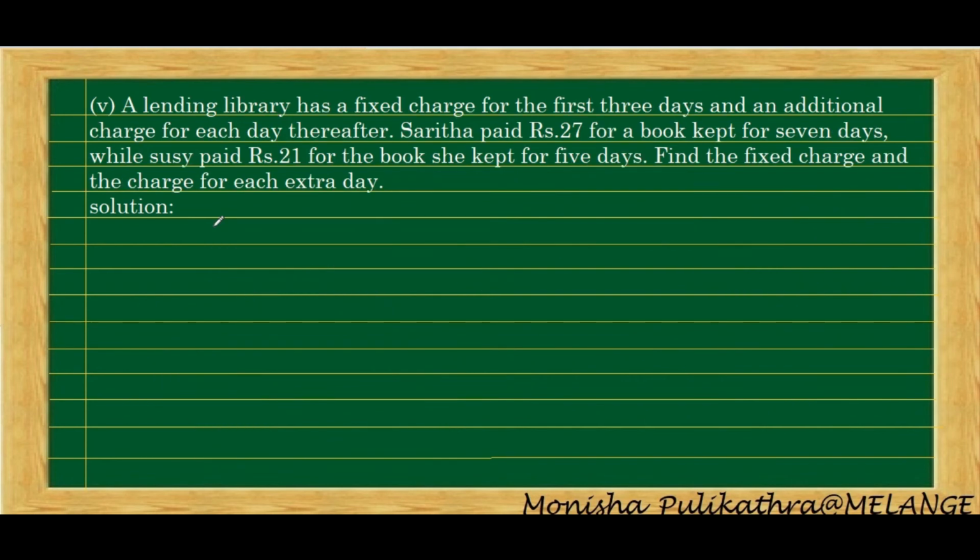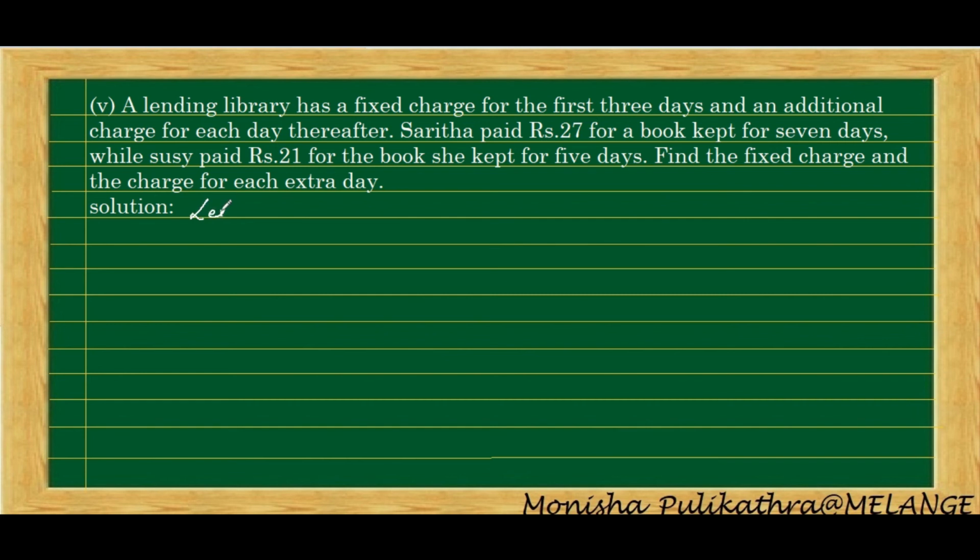A lending library has a fixed charge for the first 3 days and an additional charge for each day thereafter. Okay, a library is there which lends books. So for the first 3 days the charge is fixed, and if we keep the book for more than 3 days, then the additional charge will be there. But we don't know what the fixed charge and the additional charge are.